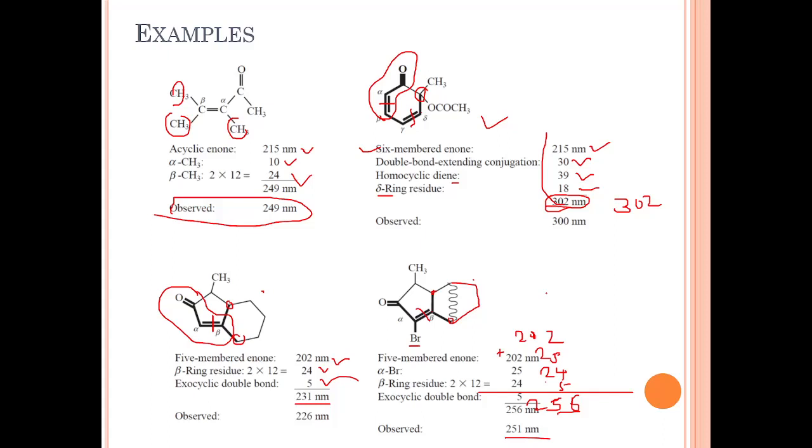So friends, this is how we calculate the lambda max or UV absorption. First we studied the dienes, and then we studied the enone system. In the next lecture, we will consider aromatic compounds. So for today, we will stop here. If you guys have any doubt, feel free to ask me. Thank you.